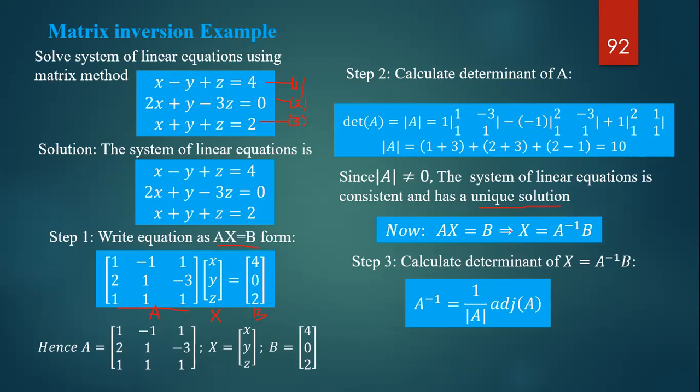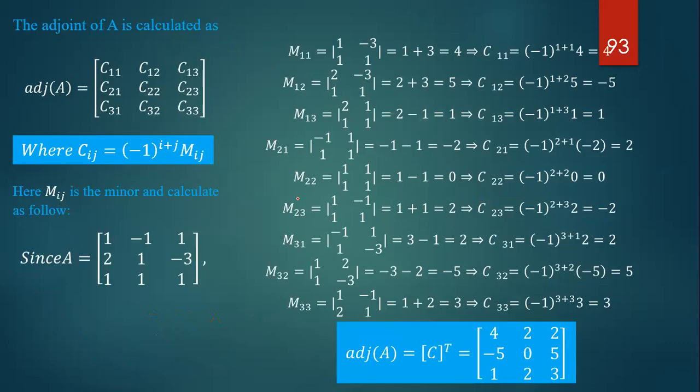So AX equals B means X equals A inverse times B. Let's calculate this. 1 over the determinant of A times the adjoint of A is the method. We have done the same question before, so I don't want to repeat it. Everything is the same procedure.